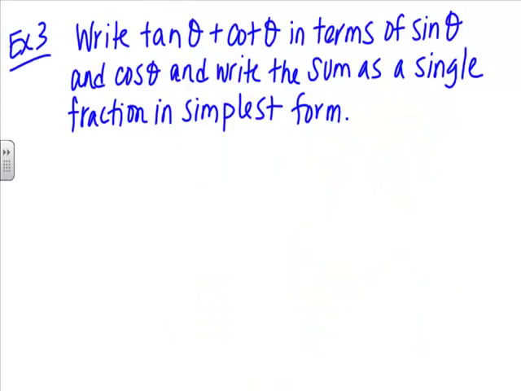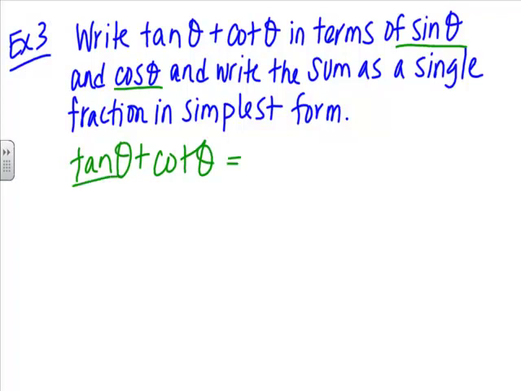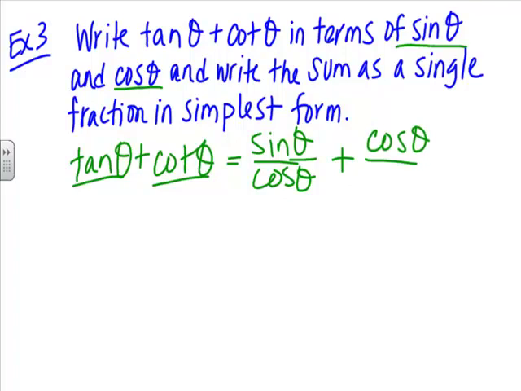Okay, one last thing, and that is just using these reciprocals and different identities to rewrite something. So if we're asked to rewrite tan theta plus cotan theta in terms of sine theta and cos theta, and write the sum as a single fraction in simplest form. Really, what this type of problem is getting at is, can you do some subbing in of things? As in, knowing that tan theta is the same as sine theta over cos theta, and knowing that cotangent of theta is the same as cos theta over sine theta.